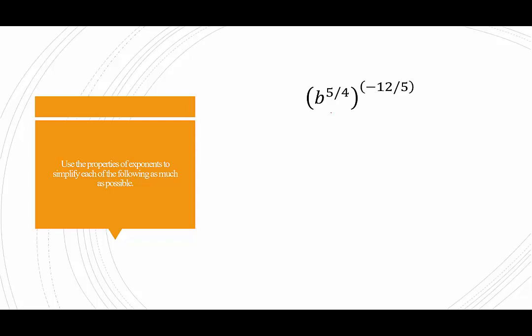Okay, what do we have here? This one is power to a power. And what do we do with power to a power? We multiply the powers. So this is going to be 5 over 4 times negative 12 over 5. The 5s will cancel. We end up with 1 and 3 here. So this ends up becoming negative 3 over 1, which would just be b to the negative 3. We probably don't want to leave our answer with a negative exponent, so we can rewrite this as 1 over b cubed. And this would be our final answer. See, that's not so bad. That was kind of nice, right?